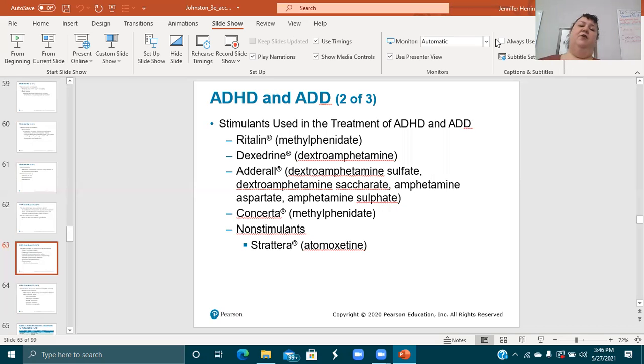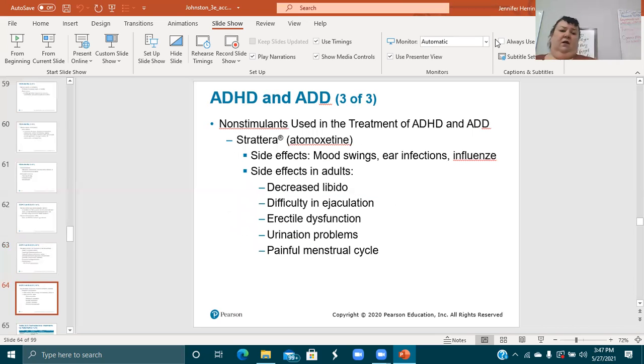These stimulants can include Ritalin, that goes by the generic name methylphenidate. Dexedrine goes by the generic name dextroamphetamine. Adderall, that goes by the generic name dextroamphetamine sulfate, dextroamphetamine saccharate, and amphetamine aspartate, amphetamine sulfate. We also have Concerta, generic name methylphenidate. And there is a non-stimulant treatment available under the name Strattera, generic name atomoxetine. So again, Strattera is the non-stimulant option available for treatment of ADHD and ADD.